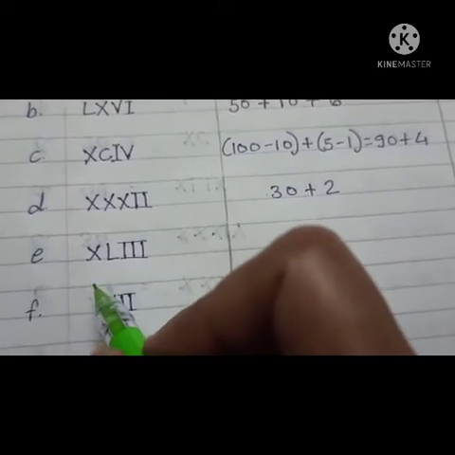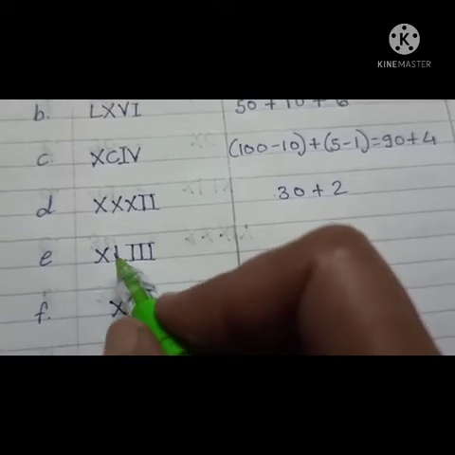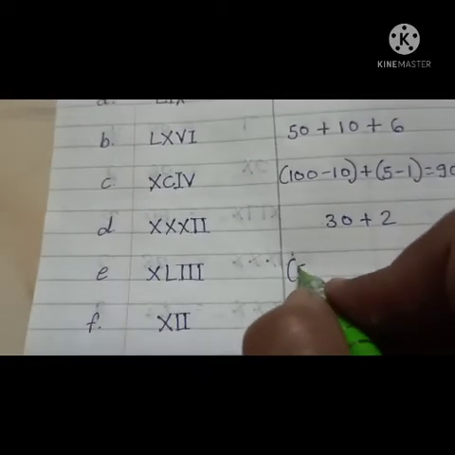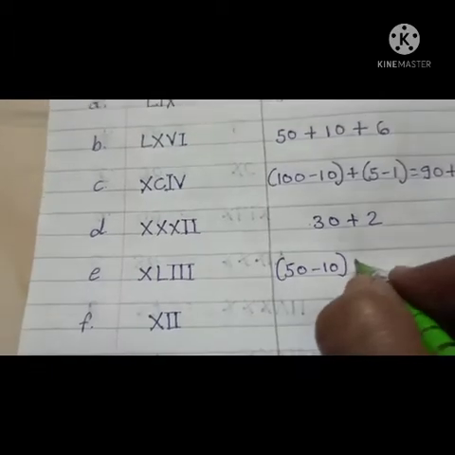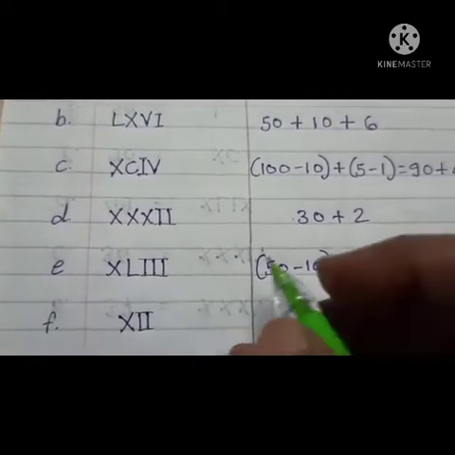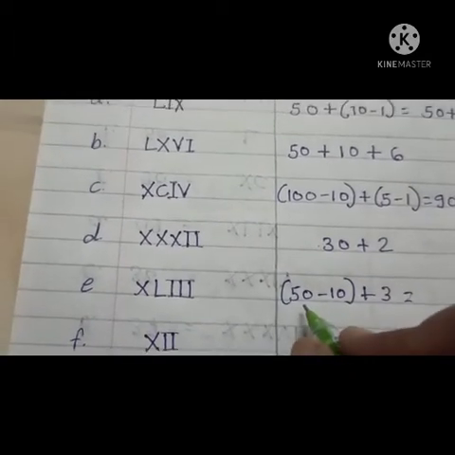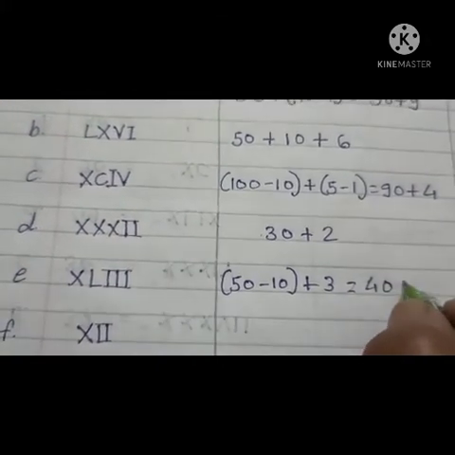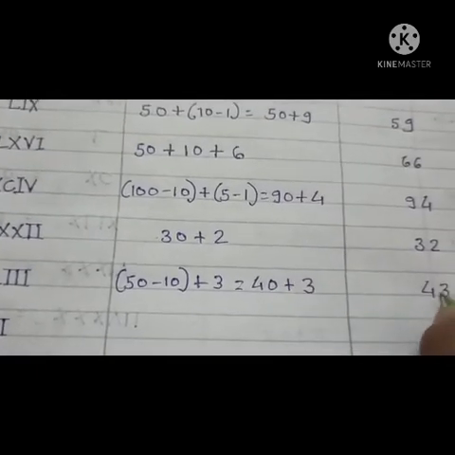Now next is X has a value of 10 and L has a value of 50. That means 50 minus 10, 40, plus 1 plus 1 plus 1, that means 3. Okay. Now 50 minus 10 is equal to 40 plus 3. Our answer is 43.